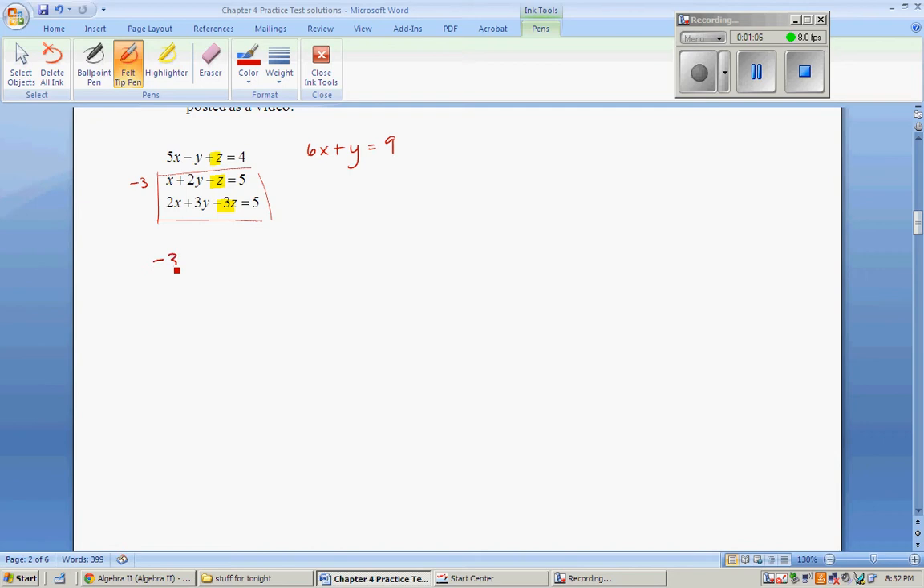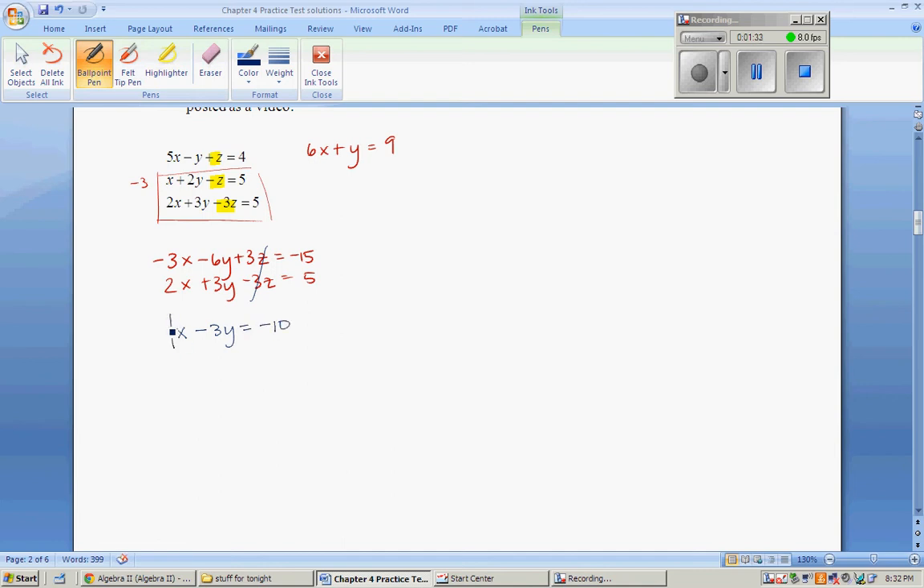So I'm going to get negative 3x minus 6y plus 3z equals negative 15. Do not forget to do that negative 3 on the other side. And then let's rewrite the bottom equation and then add the two together. The z's cancel out again, and we're left with x minus 3y is equal to negative 10.